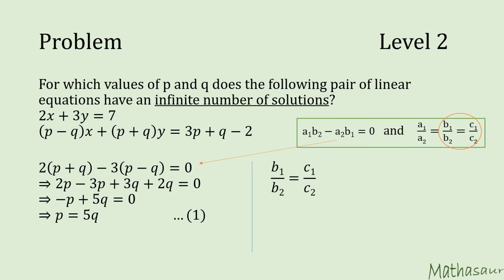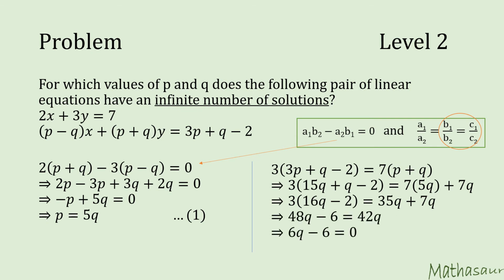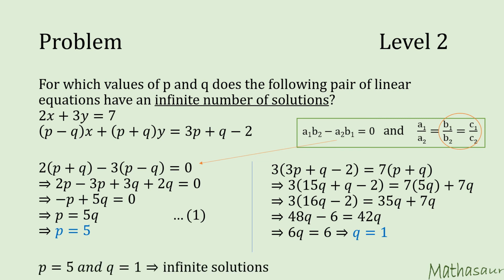Let us substitute the values and replace the value of p with 5q, which we got from the first equation. This gives us q equals 1. Substituting this value of q in the first equation, we get p equals 5. So for p equals 5 and q equals 1, this pair of linear equations would have infinite solutions.